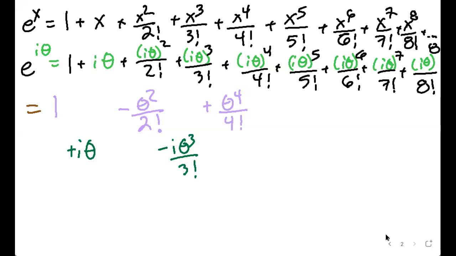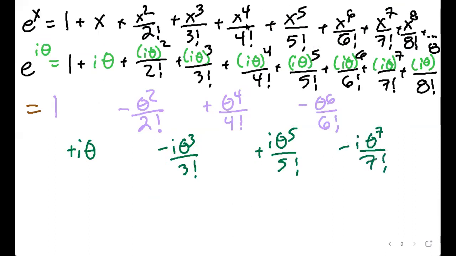i to the 5th is just i, so we're back down here. i to the 6th will be -1. i to the 7th will be -i. And i to the 8th will be +1.